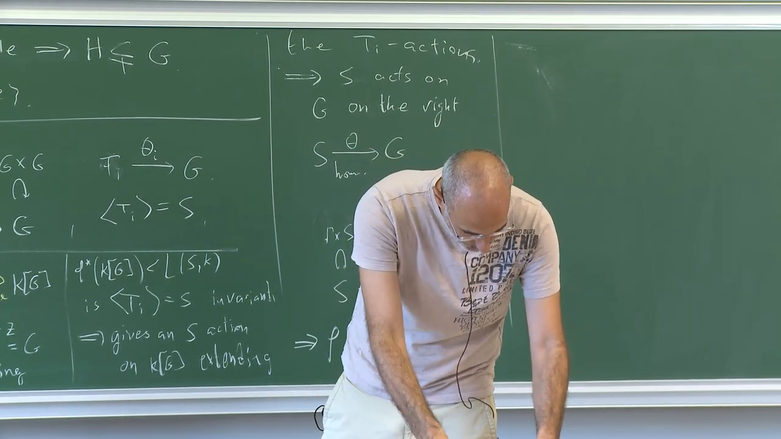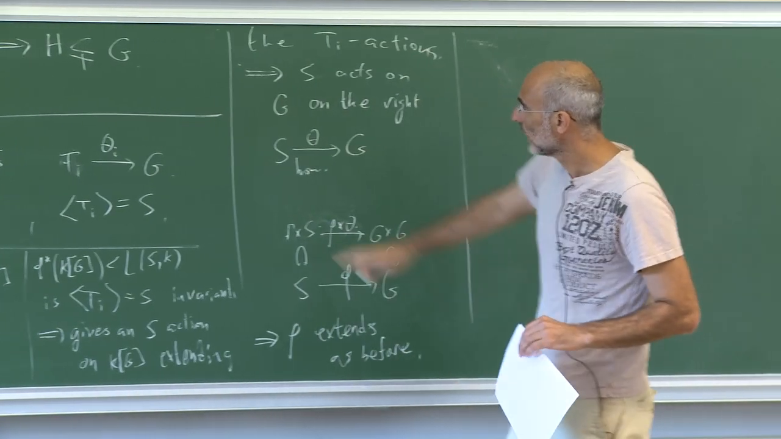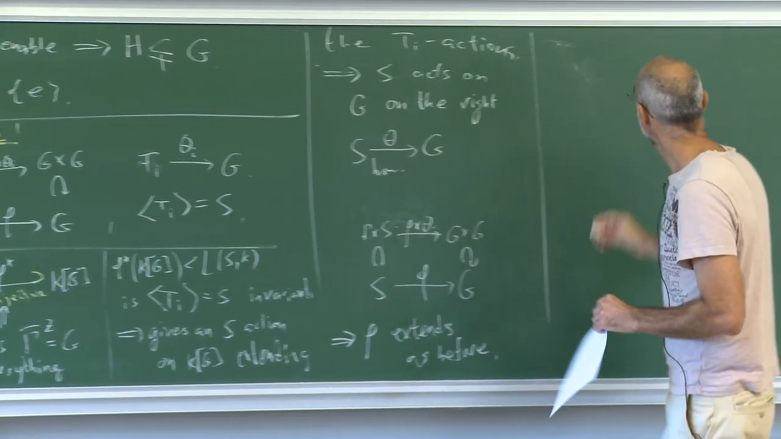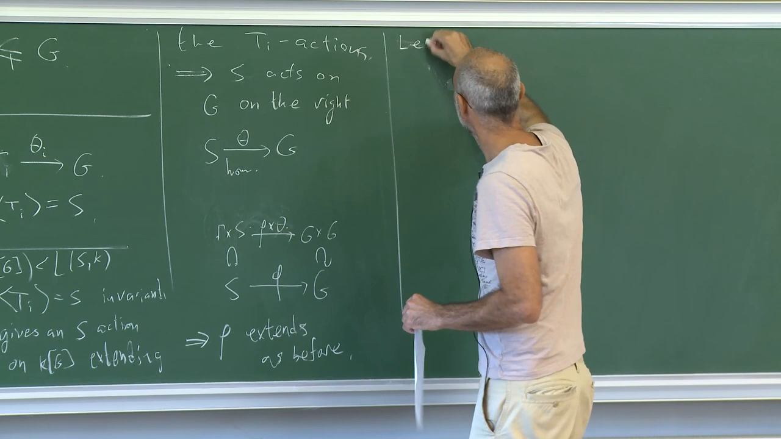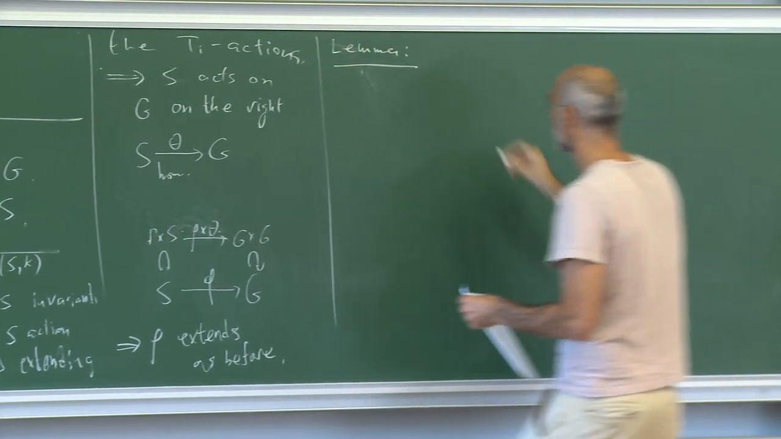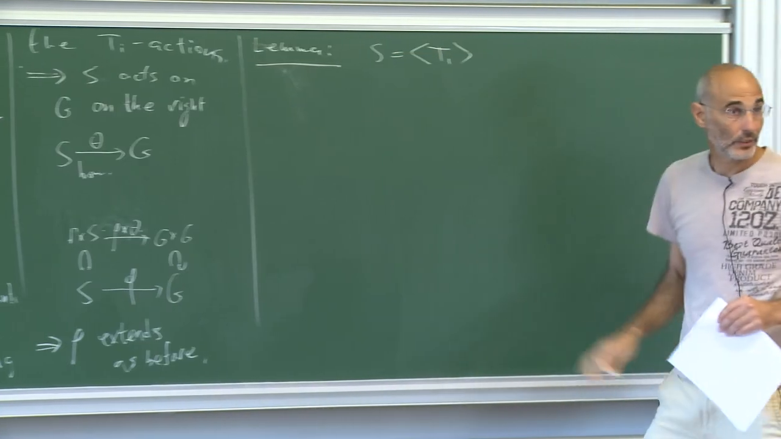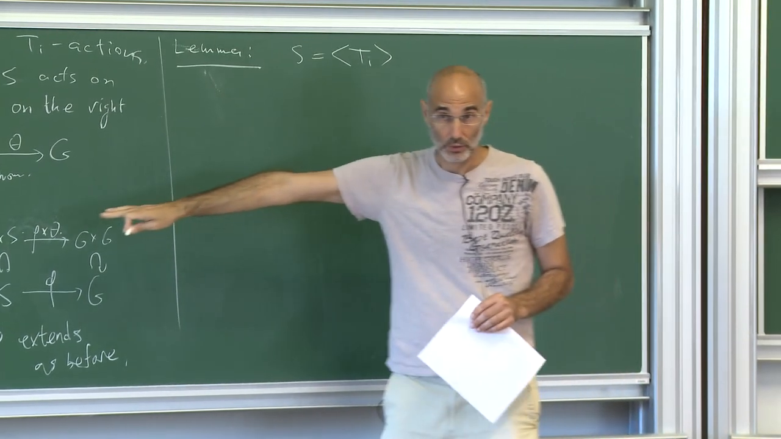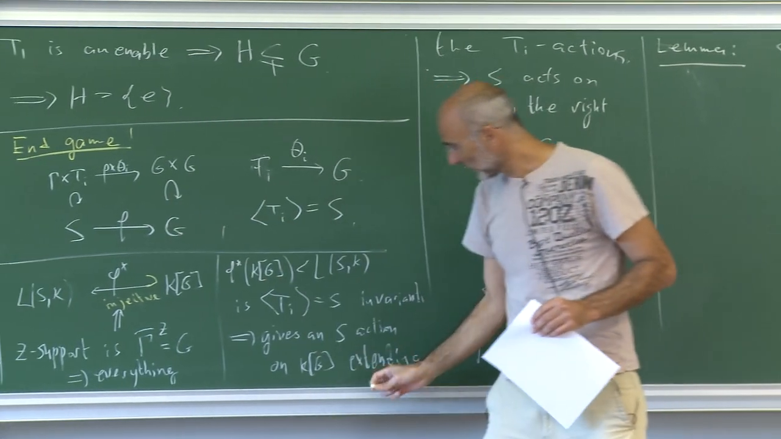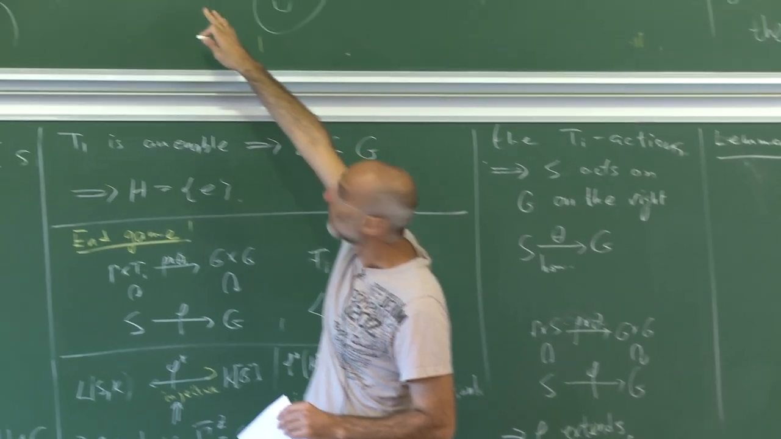So is there any question about the setting? So I said this is the end game and I want to use it. So maybe I'll just now rephrase it as a lemma. If S is generated by a bunch of Ti's, they need not commute at this point. If I get such a diagram, then I get extension.